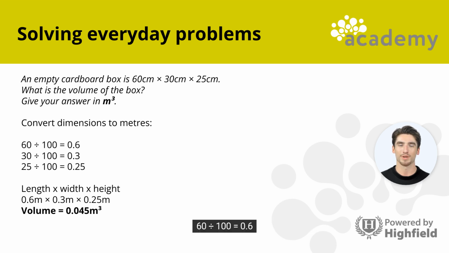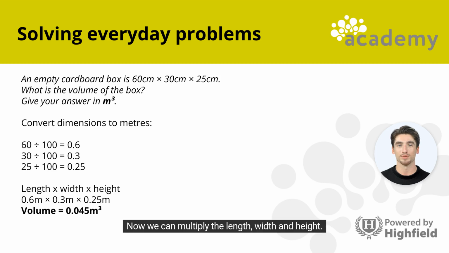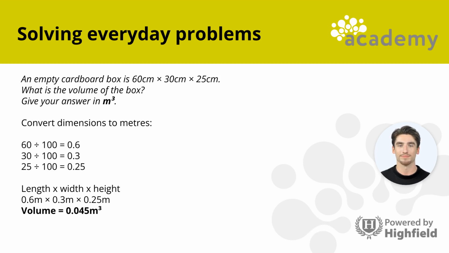60 divided by 100 equals 0.6. 30 divided by 100 equals 0.3. 25 divided by 100 equals 0.25. Now we can multiply the length, width, and height. 0.6 multiplied by 0.3 multiplied by 0.25 equals 0.045 meters cubed. The volume is 0.045 meters cubed.